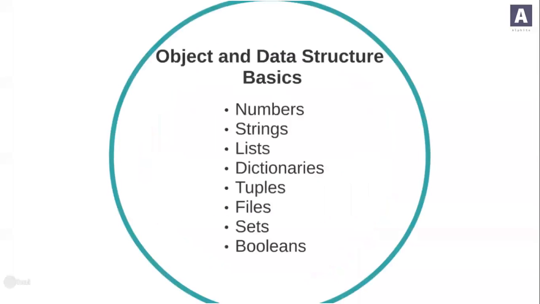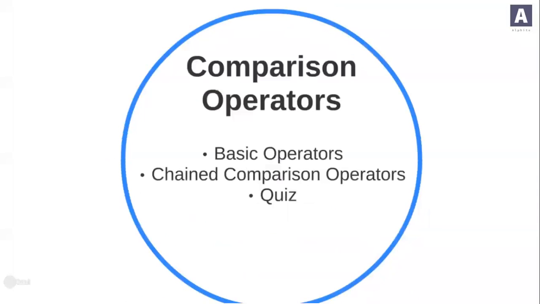Okay, the next thing is we'll enter into the very basic elementary learnings of Python, where we'll be seeing object data structures. In that, we'll study numbers, how to assign numbers or apply numbers inside Python code, strings, lists, dictionaries, and much more. Tuples, files, sets, booleans. Okay, and then we'll move on to the comparison operators, where we'll see basic comparison operators and chain comparison operators. Completing these two topics, you'll have a quiz.